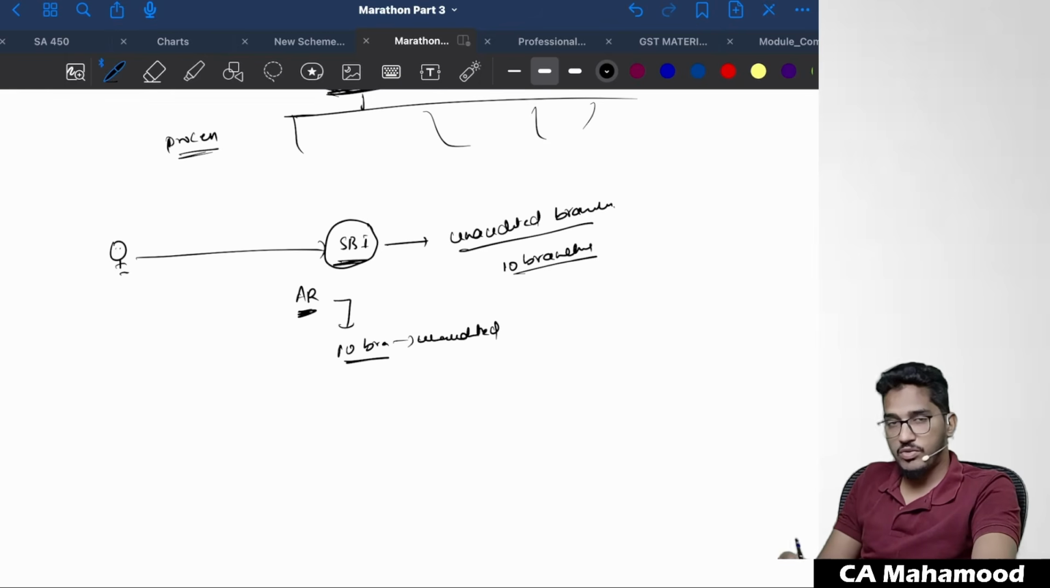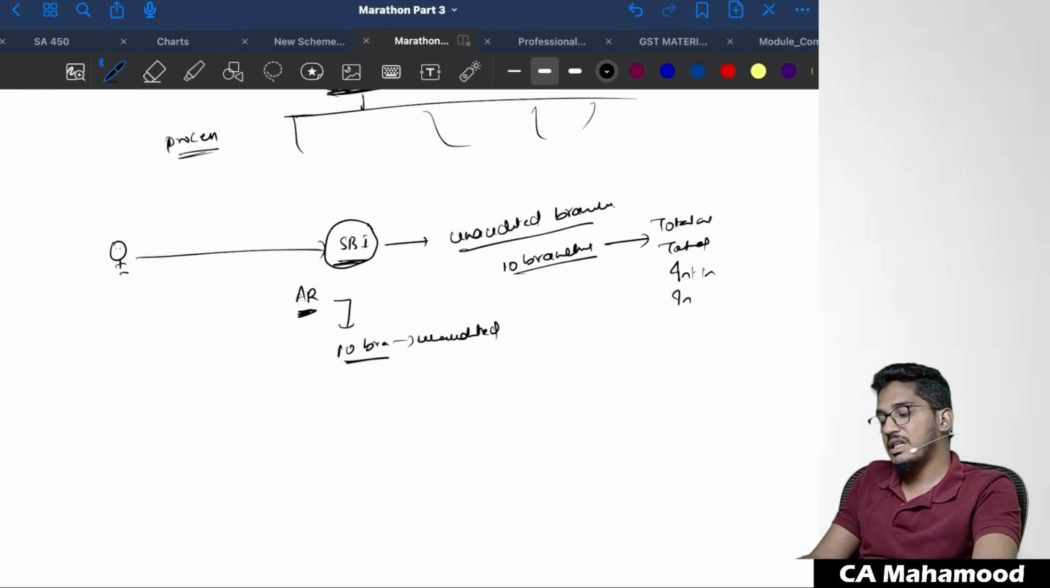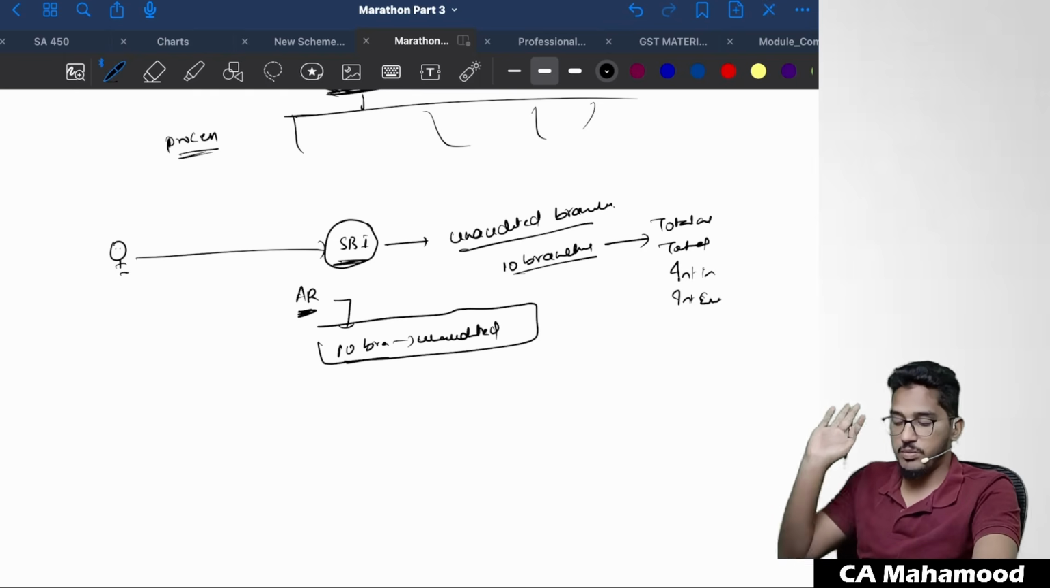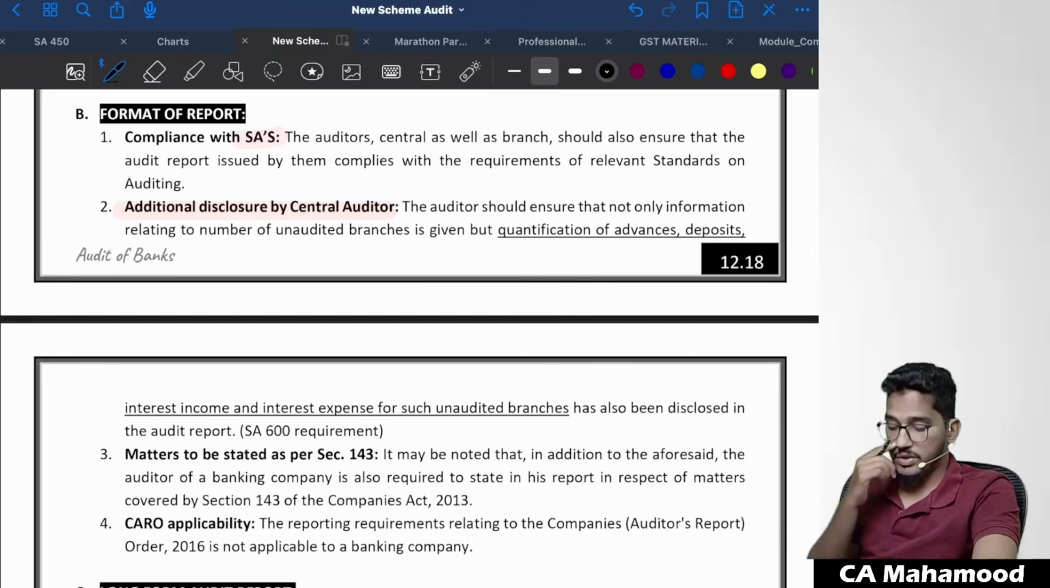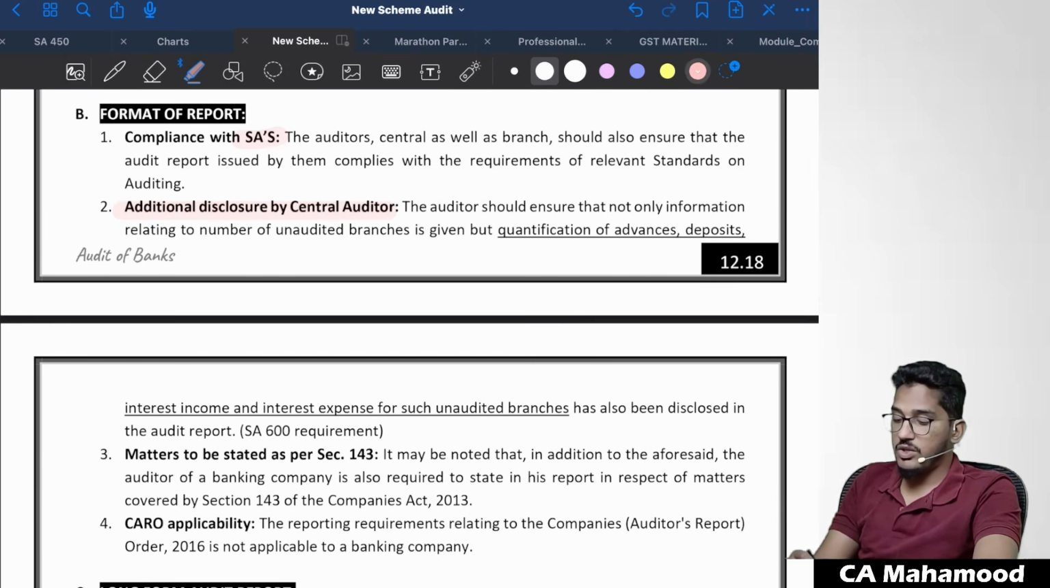Not just mentioning the total number of branches, you are also required to report, for these 10 branches put together, what are the total advances, what are the total deposits, what is the total interest income, and what is the total interest expense for these 10 unaudited branches. That amount also you are required to mention in your auditor's report. So let me read this very important point. The auditor should ensure that not only information relating to the number of unaudited branches is given, but quantification, that is, the amount of advances, deposits, interest income and interest expense for such unaudited branches, is also required to be included in his audit report.